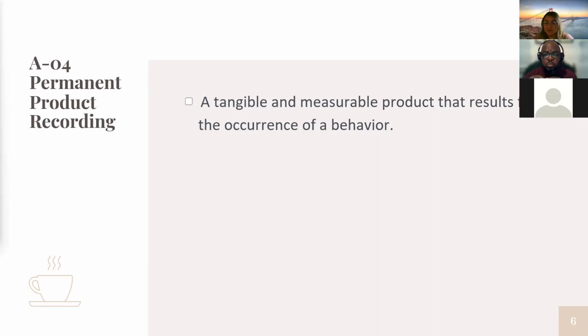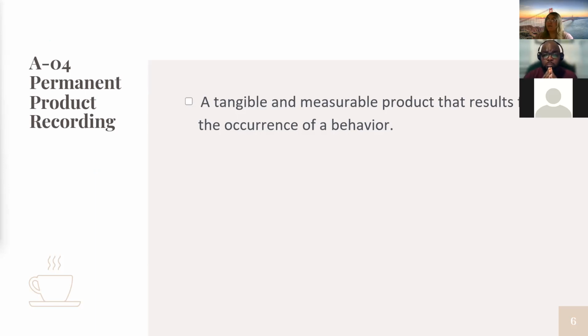So in the partial and whole and momentary, we don't record the time. We say yes or no. Yes, it happened, occurrences. No, it didn't happen. Yeah, so just wanted to add that. Yeah, perfect. To be clear. Yes, thank you.